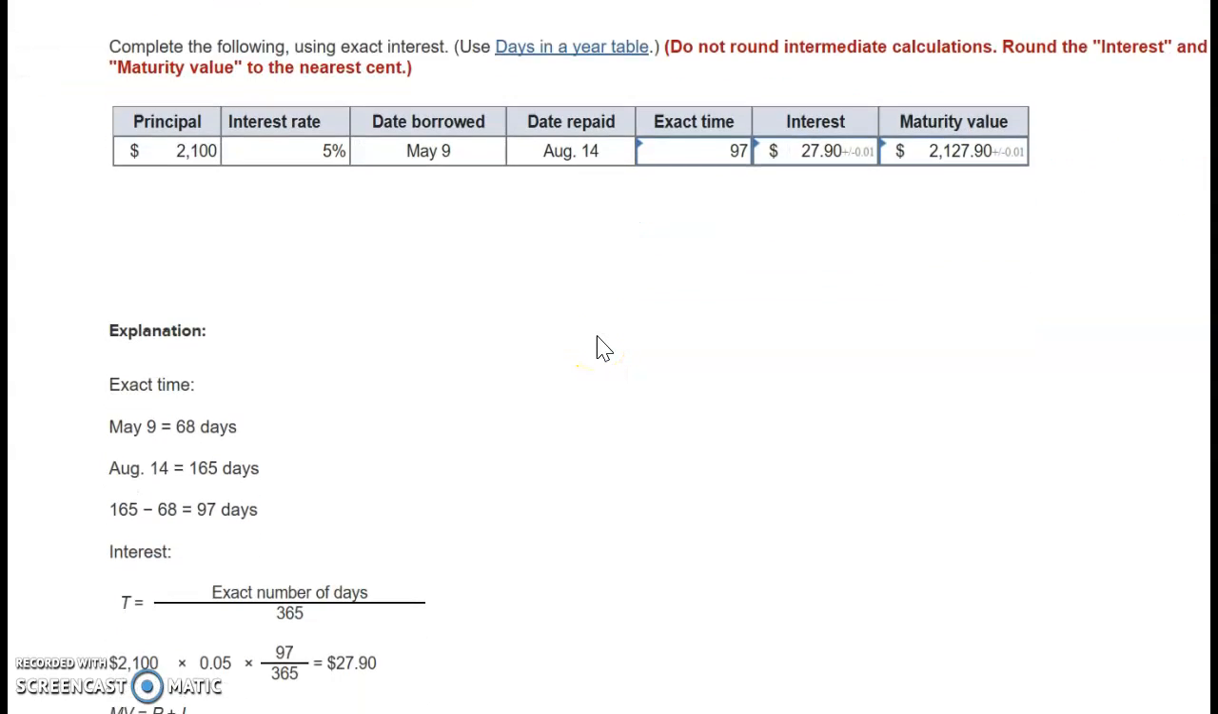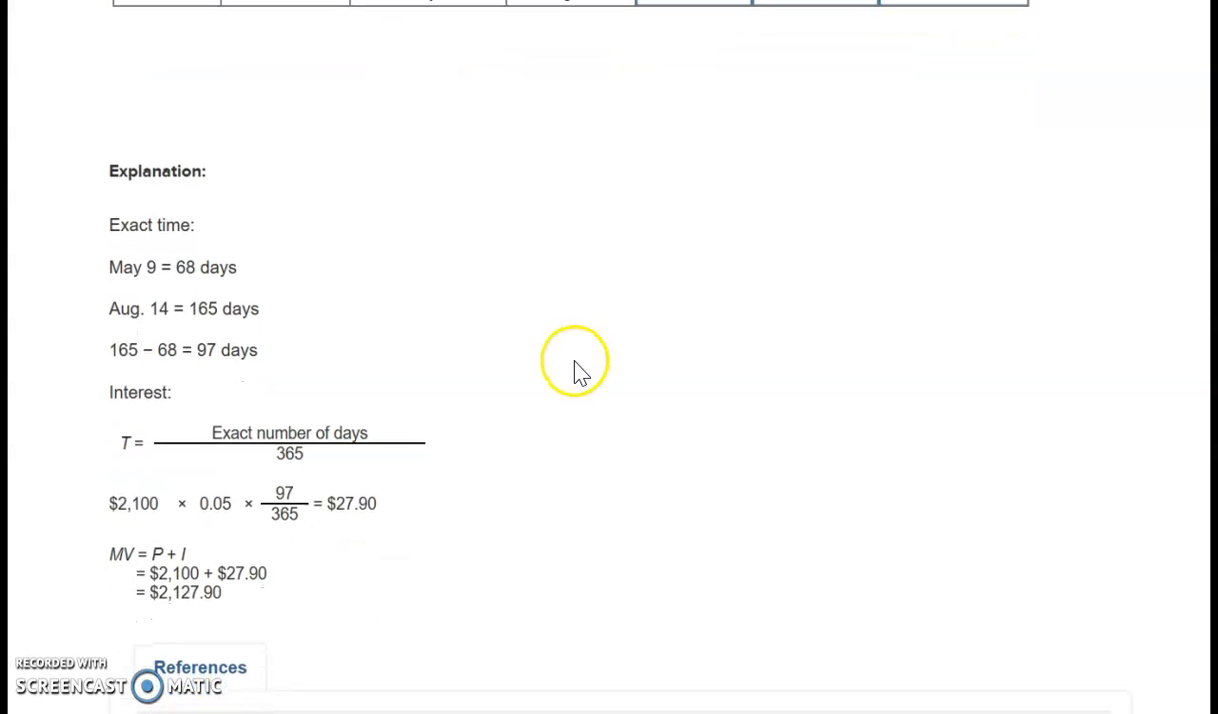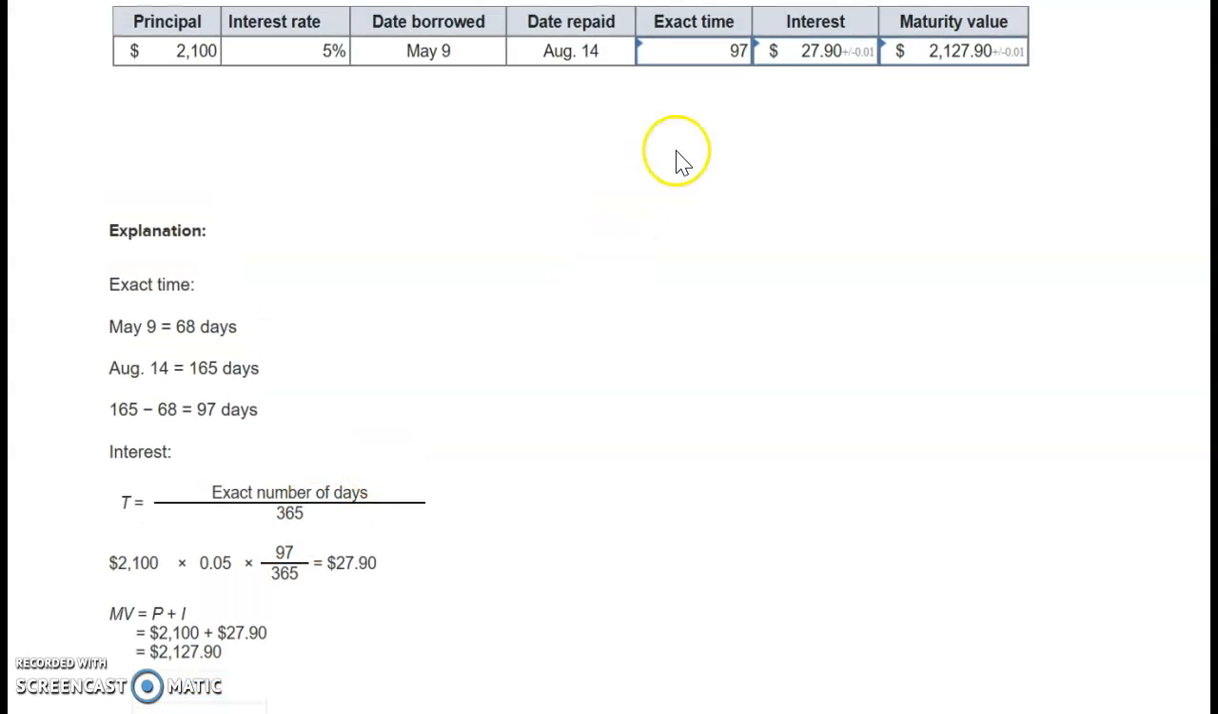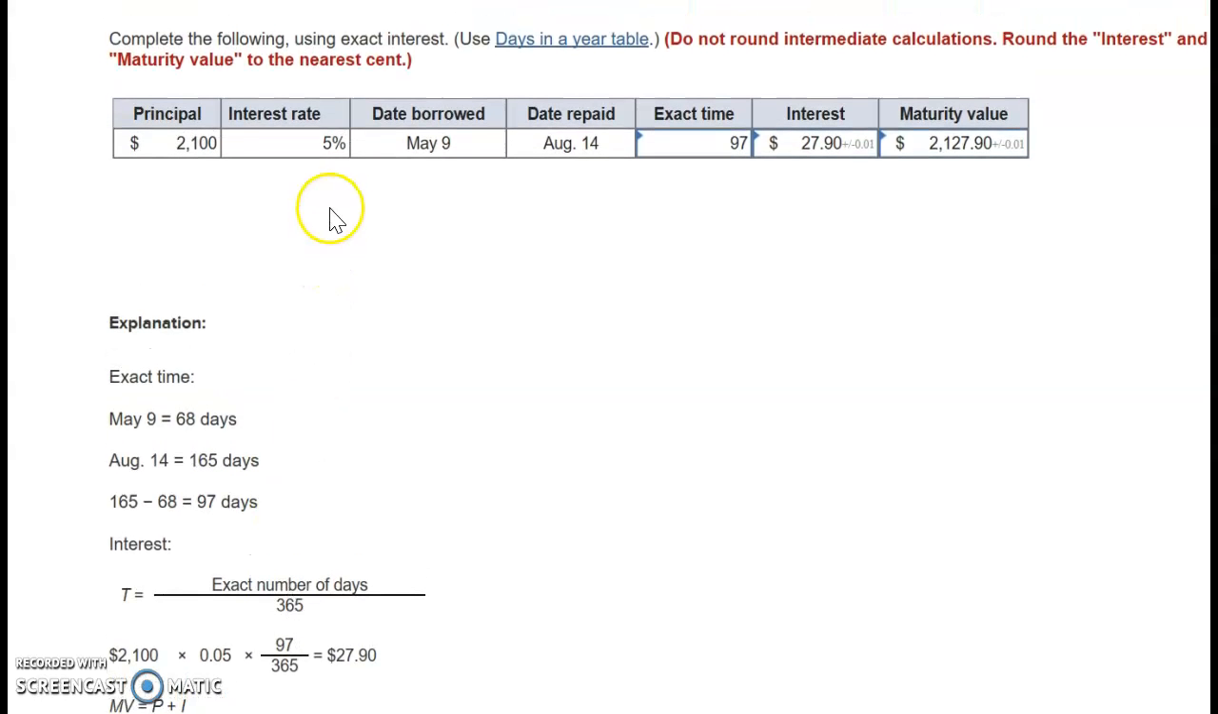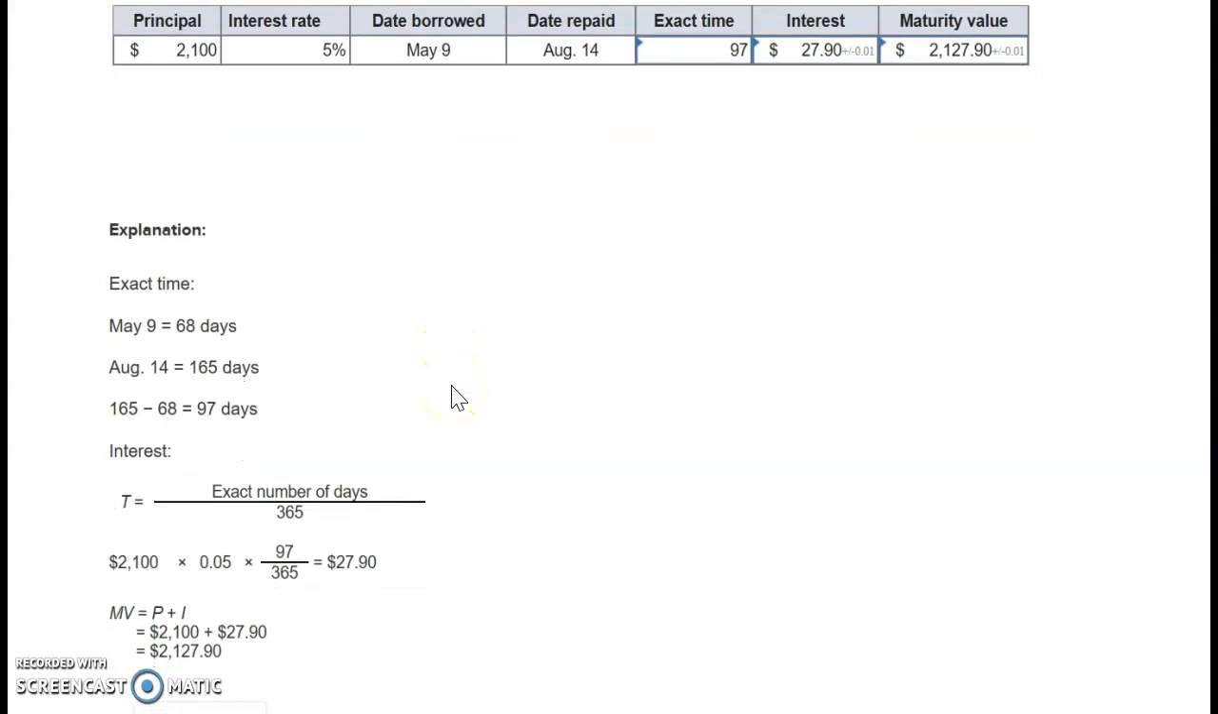However, when we go to solve the interest equation, we have principal times rate times time. So we have those 97 days. The denominator, when you're using exact interest, is 365. That is the only difference in this problem. Okay? So you have to pay attention, complete the following using exact interest. The last 2 problems said complete the following using ordinary interest. All right? And I'll let you see that solution so you can work through that.